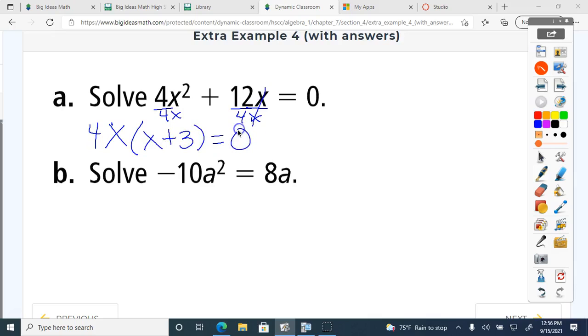So this 4x equals 0. Divide by 4. One answer is 0. This answer is going to be what? If x plus 3 has to equal 0, what's x got to be?